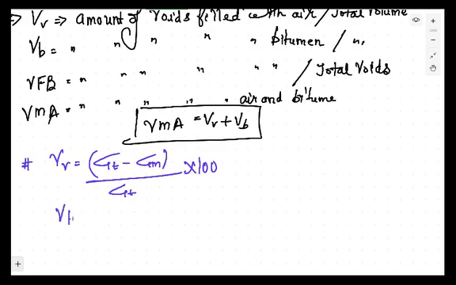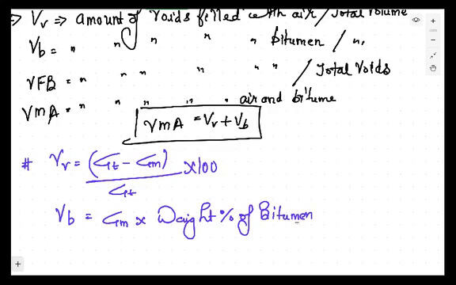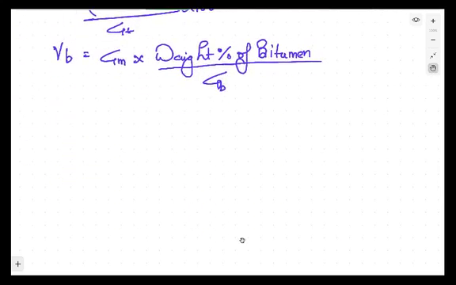Similarly, VB can be calculated using the relation: GM, the measured specific gravity, into the weight percentage of bitumen, which will be given to you, divided by the specific gravity of bitumen, which will also be given to you. Remember this VB: GM into weight percentage of bitumen divided by the specific gravity of bitumen only. We will also see an example question, and it will be understood much better.